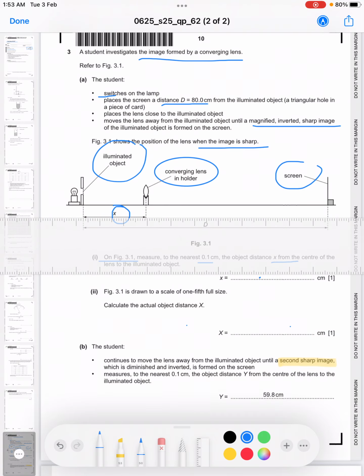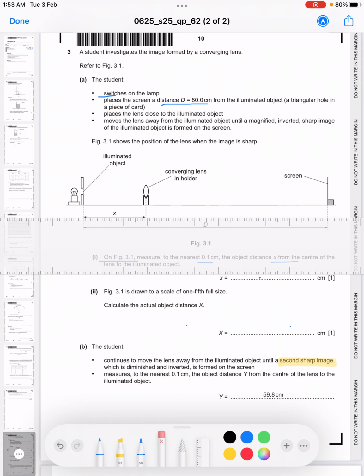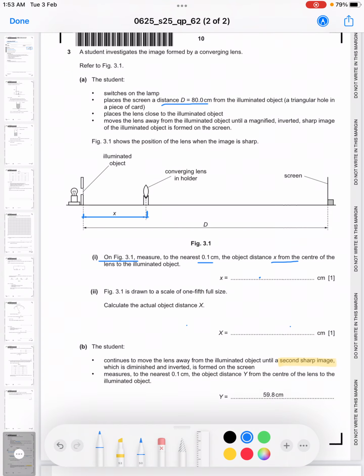Place the ruler over here. Wait, I will make some space. Clear. Okay. Now place the ruler in this position and find out the distance between this one and this one, right? And when you measure it, it will come out to be 4.1 centimeters.